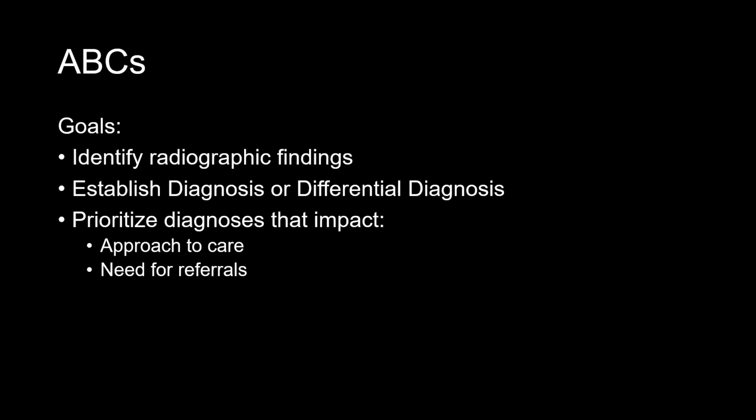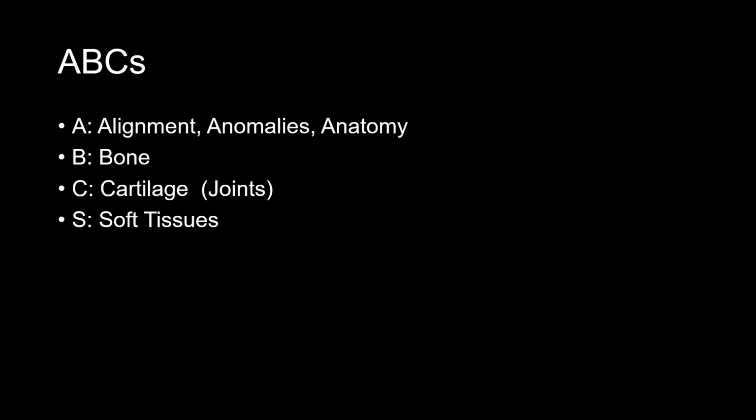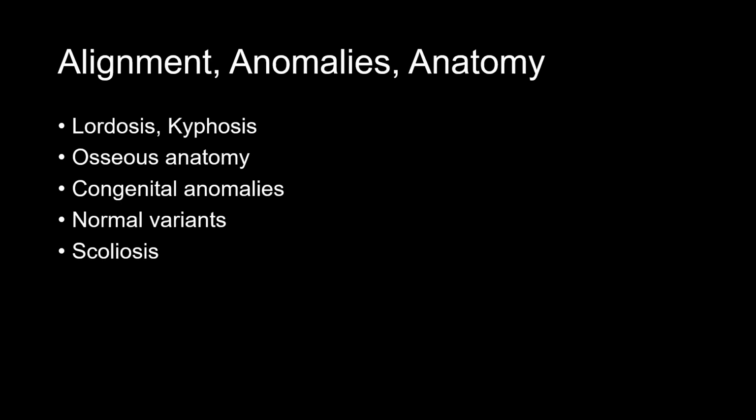So now we're going to move on to the ABCs of identifying radiographic findings. The ABCs allow you to keep an organized pattern of searching when you're going through a set of images. So the ABCs are A for alignment, which can also include anomalies in anatomy, B for bone, C for cartilage, meaning the joints, and S for soft tissues.